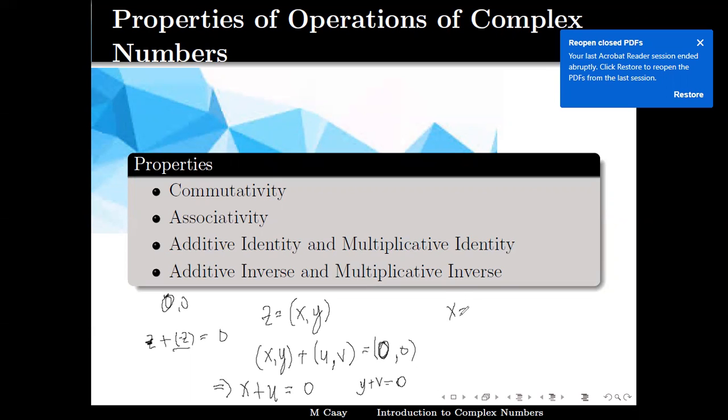So we can have x equals negative u, and y equals negative v, or we can simply write u equals negative x, and so v equals negative y. Therefore, our additive inverse is actually (negative x, negative y).